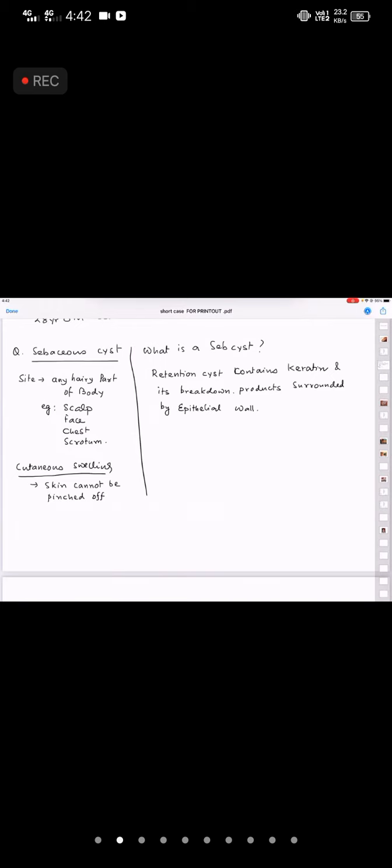Unlike that of a lipoma, it is freely mobile. Okay. Third point, it is globular or ellipsoid in shape. Presence of punctum, and finally indentation present.